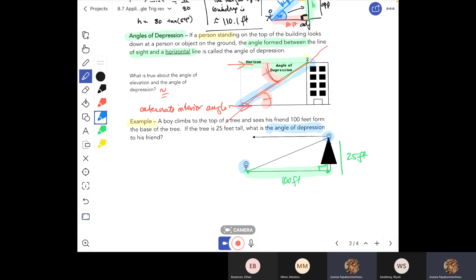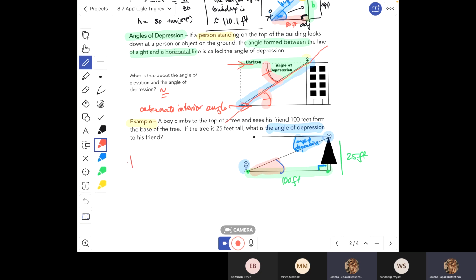So angle of depression is this. That's my angle of depression, which I know is congruent to this angle of elevation, if my friend is just looking to the top of the tree. How am I going to find that? Do I know any information? I sure do. Well, that's going to tell me the length of the line of sight, right? But that's not going to tell me the angle. So I'm looking for the angle.